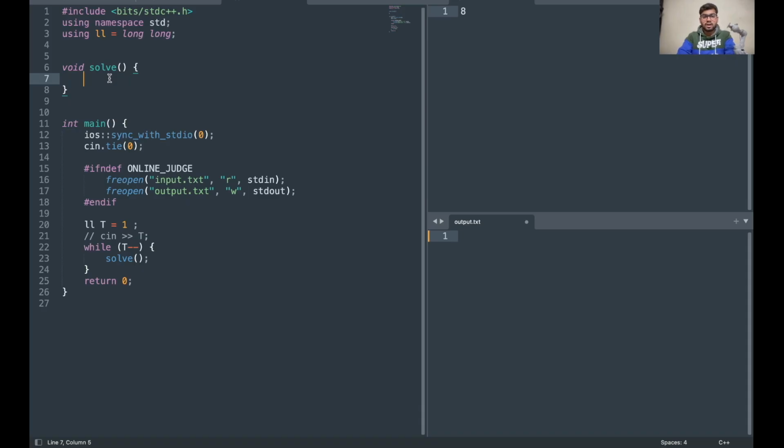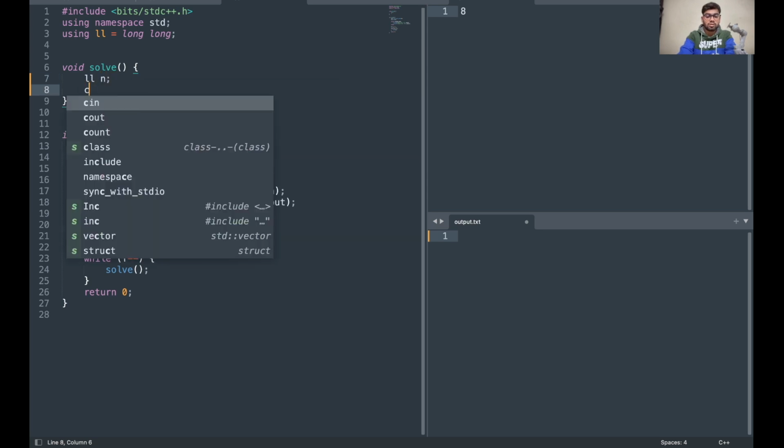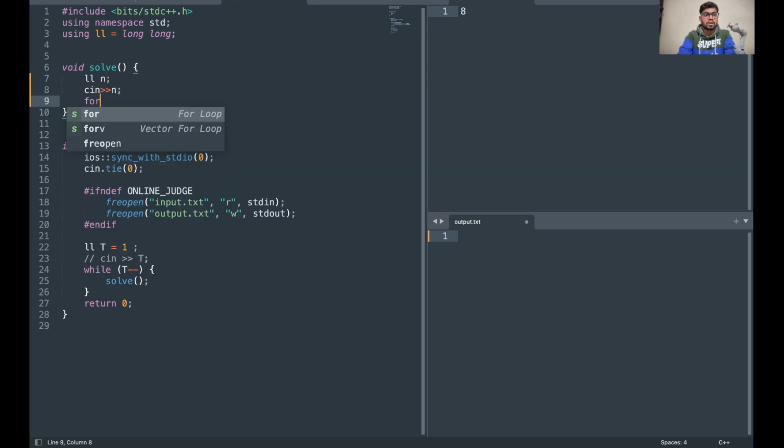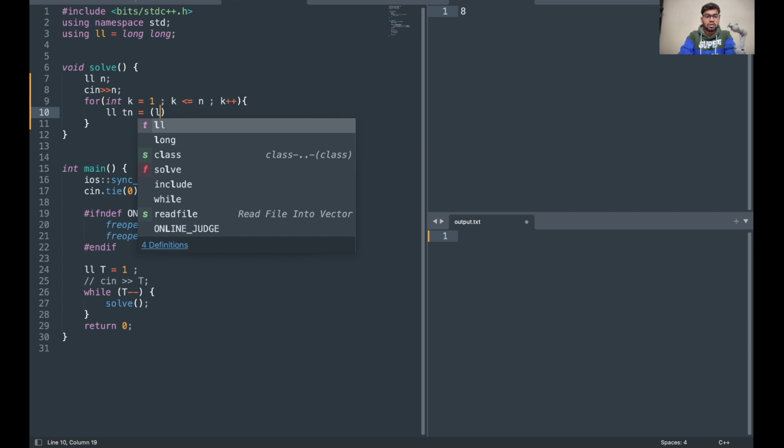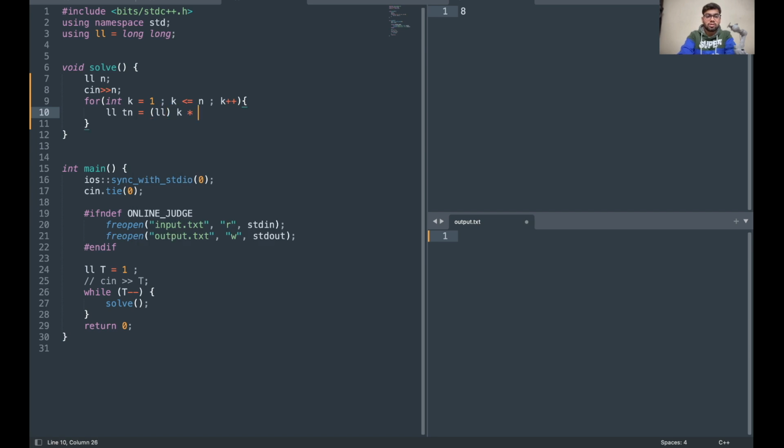Now coming to the code section, I just have to take an input of n. After that I just have to initialize my k variable from 1 to k less than or equal to n, and just do k plus plus. And what I have to calculate, first of all, is the total number of ways of placing two knights on the chessboard. So my total number of ways of placing the two knights on the chessboard is k into k for the first one, and for the second one k by k minus 1, and divide by 2 for the identical case.